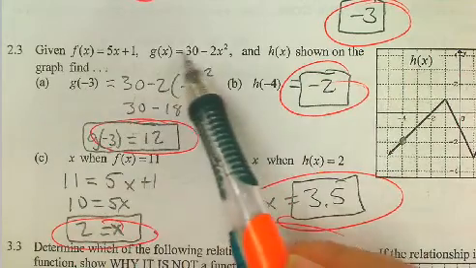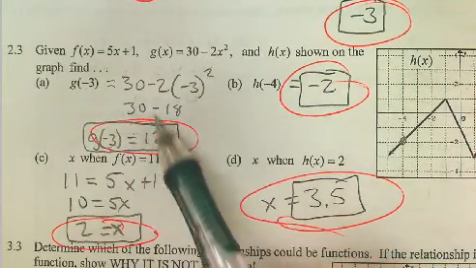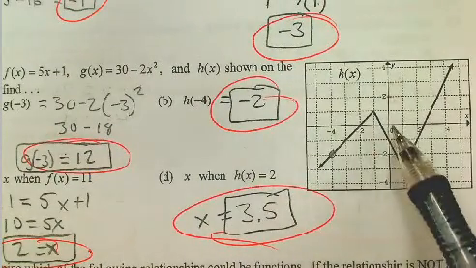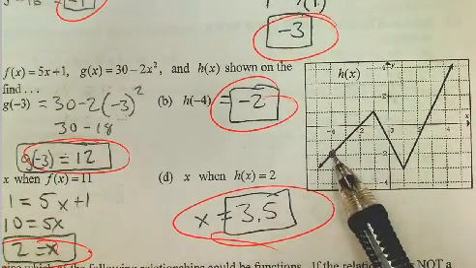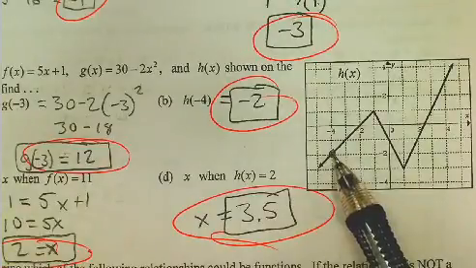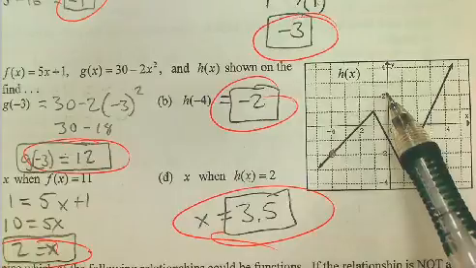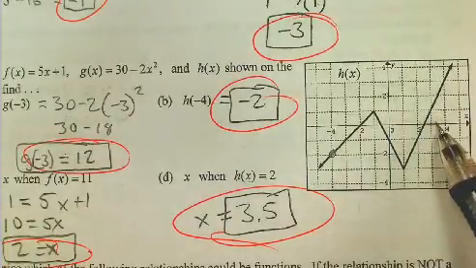G of negative 3 means take negative 3, plug it in for the x, and then simplify. H of negative 4 means go to negative 4 on the x, and what's the y value? H of x equals 2. Then what's my x value? Well, my x value would be 3.5.